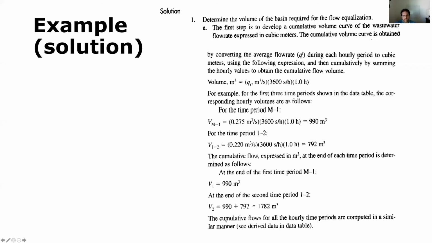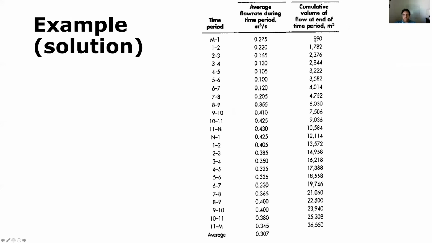All right, so we can do that for all 24 hours in the day, and we would get the values shown here in the table on the right. So you can see that 990 cubic meters followed by the 1,782. And then you just keep adding up the hourly accumulation for each hour until we get the total value here at the bottom, 26,550 cubic meters. And that would be, over the course of a 24-hour day, the total volume of sewage that would be received at the plant. All right, if we divided that volume by the number of seconds in a day, we would get the average flow rate during that day, which is 0.307 cubic meters per second.